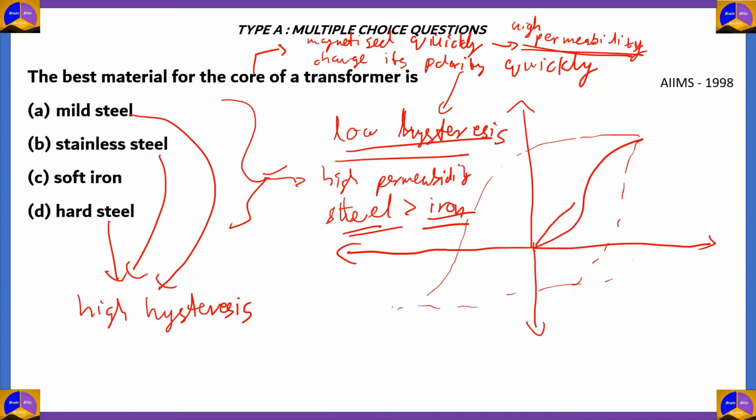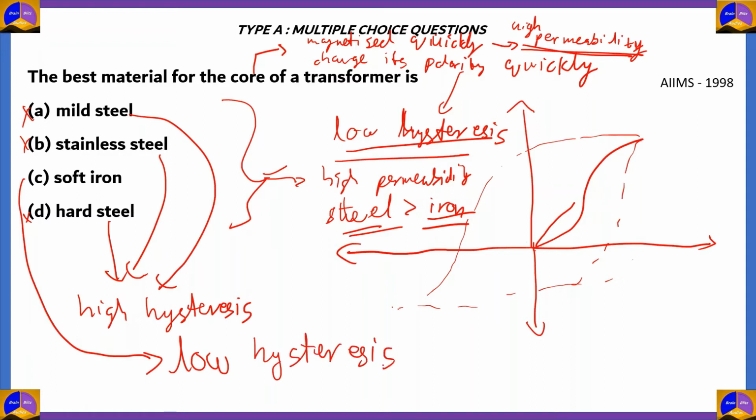So therefore, it is very hard to change the polarity of stainless steel, mild steel, or hard steel if they're used as the core of a transformer. So therefore, the right answer is option C, soft iron. This has a low amount of hysteresis. So therefore, it is easier to change the polarity of a soft iron solid core of a transformer instead of a steel core for a transformer. And that's why option C is the right option.